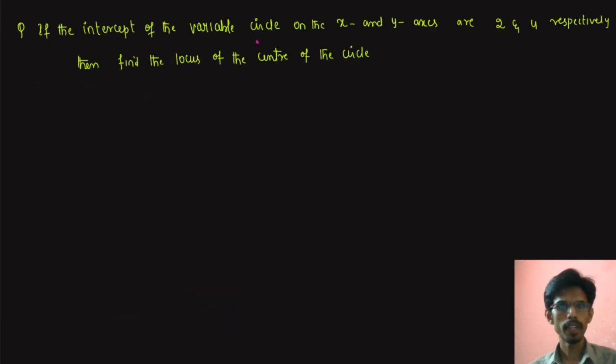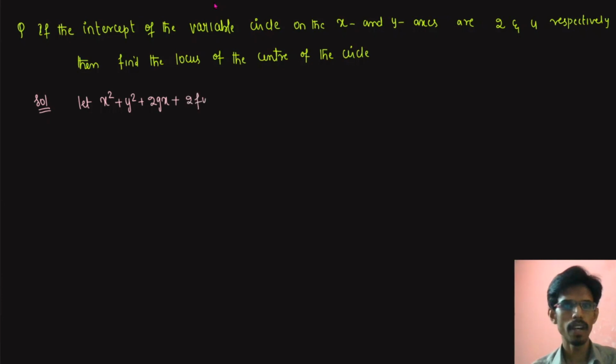If the intercepts of the variable circle on the x and y axes are 2 and 4 respectively, find the locus of the center of the circle. Now let us take the general form of a circle, x square plus y square plus 2gx plus 2fy plus c equals 0, as the equation of the circle. Here the center will be (minus g, minus f). Let us take this (minus g, minus f) as (h, k) to get the locus of this center.